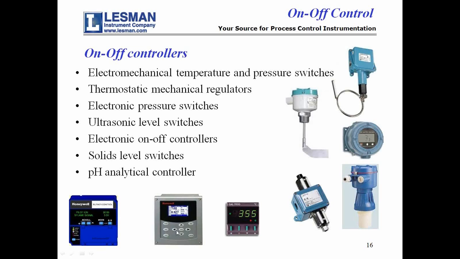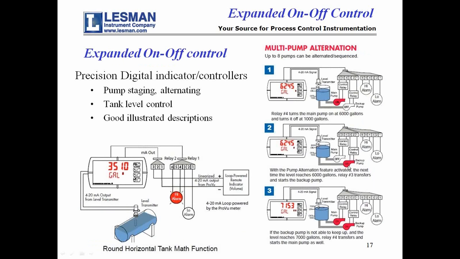There's expanded on-off control. These little devices don't just turn the pump on or off. They'll actually alternate between pumps. You'll see in this diagram over here, pump A is on, B is off, and then it alternates next time so that B is on and A is off. And there's also a feature where you can stage the pump so that if A can't keep up with the demand, B will come on to assist. So that's a form of expanded control.